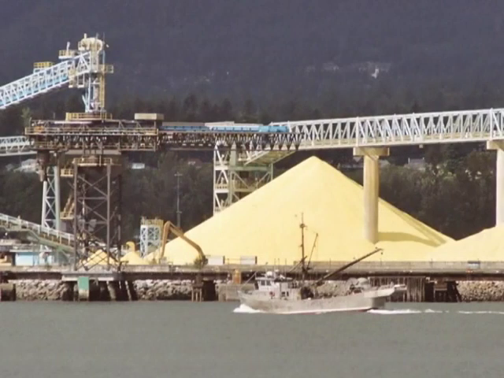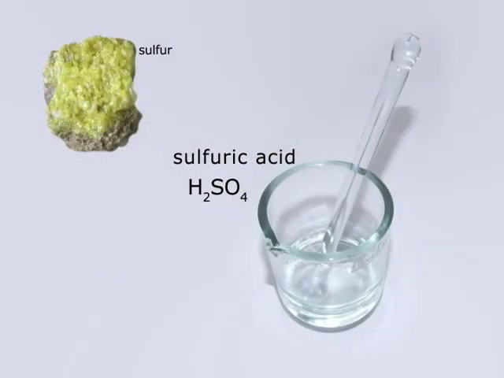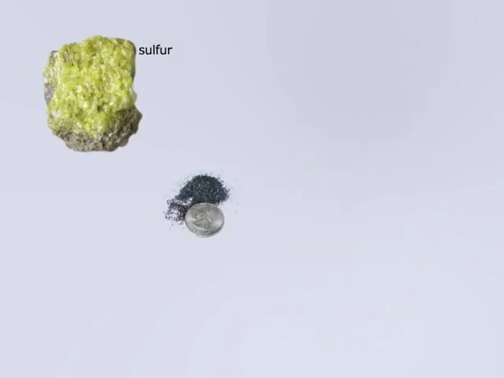Sulfur actually has few industrial uses. 85% is converted into sulfuric acid, used primarily for manufacturing fertilizers. It is also a component of gunpowder.